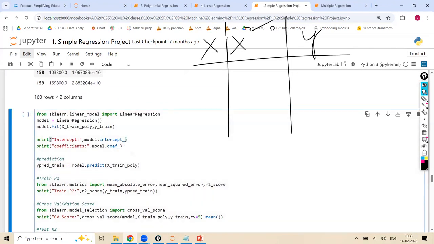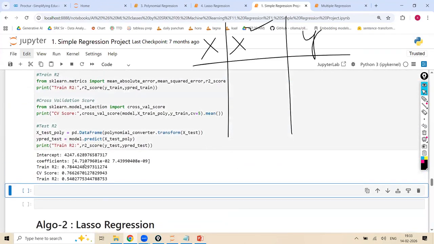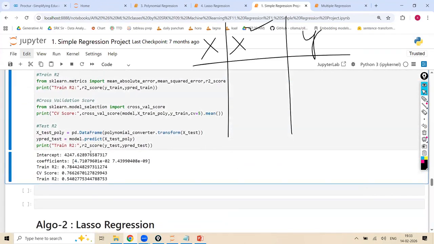Now tell me guys, 2 are there now. How many slopes are you going to get? 2 slopes. How many intercepts? 1 intercept. So intercept is going to be 1 only, but slopes are going to be 2. See, intercept 1, 2 slopes. This is the first slope. This is your second slope. What is the train R square? What is the CV score? And what is the test R square for degree of 2?